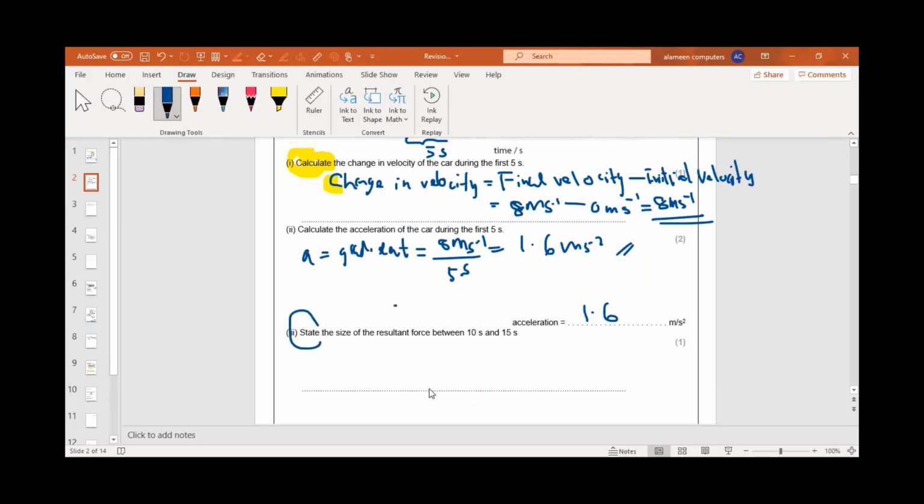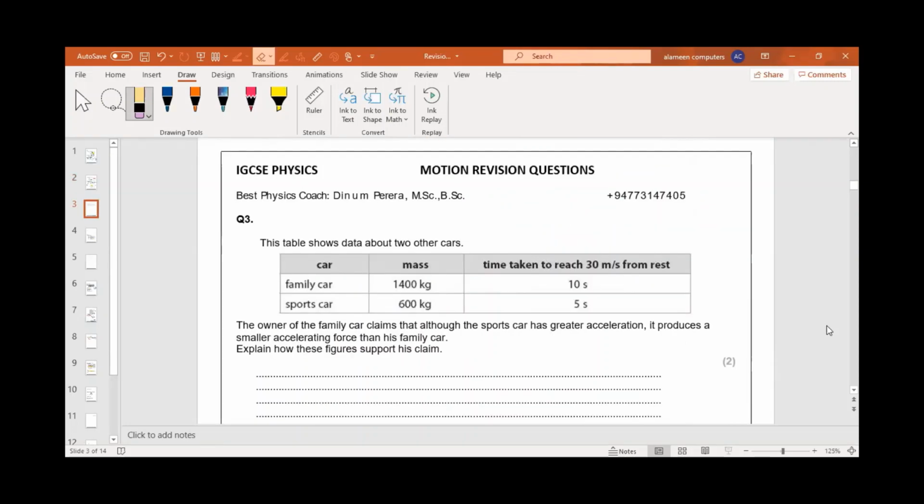Since they ask us to state, you don't have to explain or show any calculations or anything. So just state the value, it's 0.